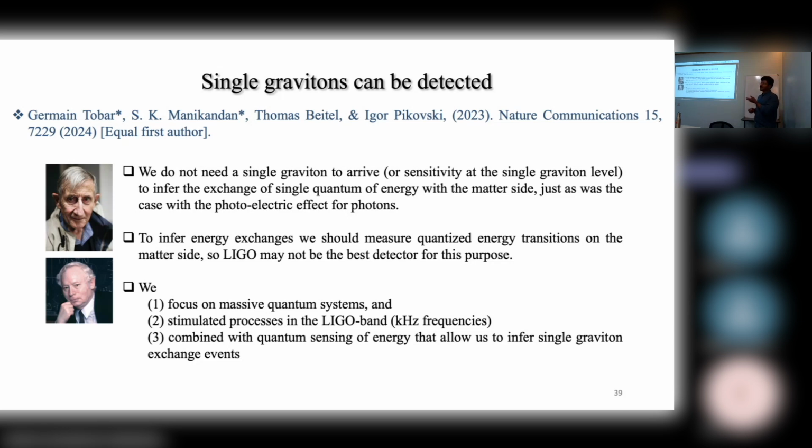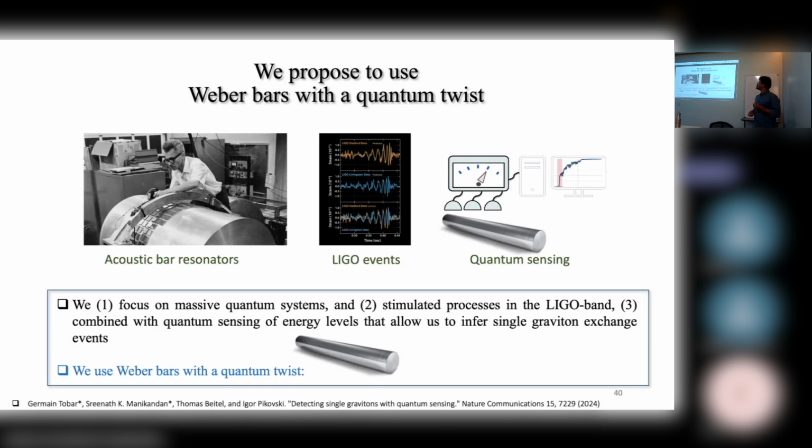And then we also consider LIGO band events. We know that there are 10 raised to 36 gravitons incoming in every local mode volume, based on the events that we have already observed. And then we combine that with this quantum sensing of energy, or the number operator of some modes, to detect that. So we essentially go back to an older idea by Weber, but with a quantum twist.